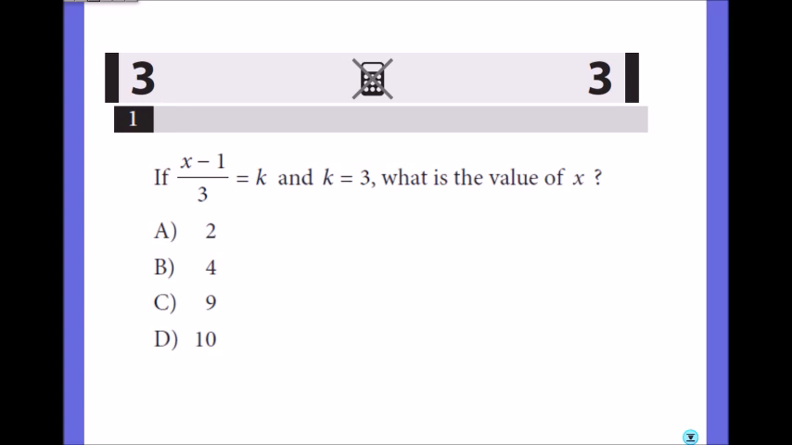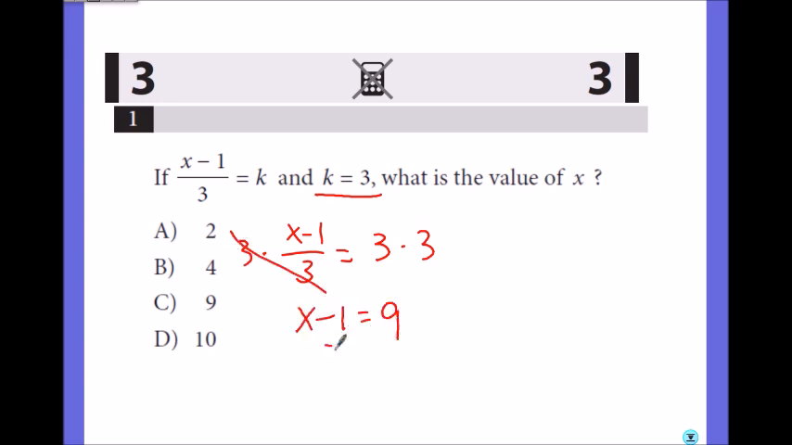answer. Okay? So number 1, if x minus 1 over 3 is k and k is 3, what is the value of x? So plug in 3 for k. So x minus 1 over 3 is k, which is 3. Then solve for x, multiply by 3 on both sides to get rid of the denominator. So x minus 1 equals 9. When you add 1 on both sides, you get x equals 10.